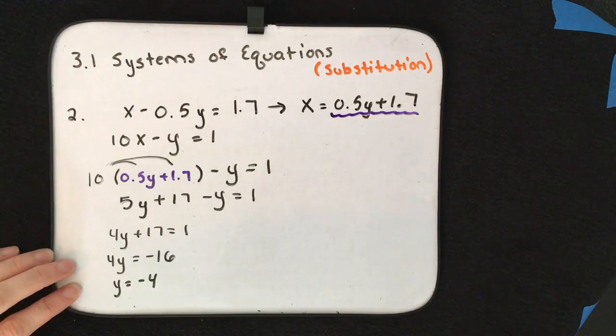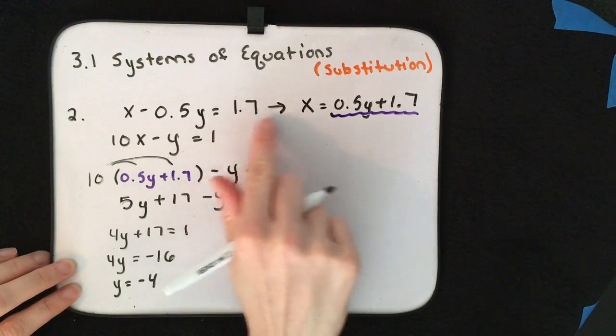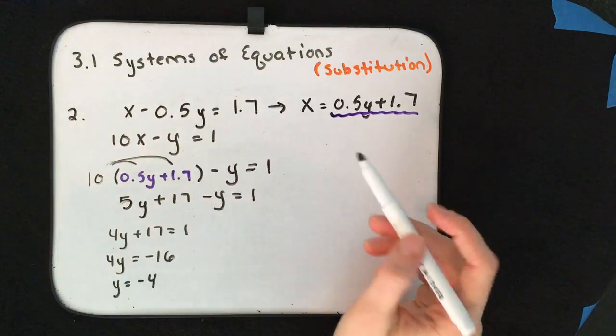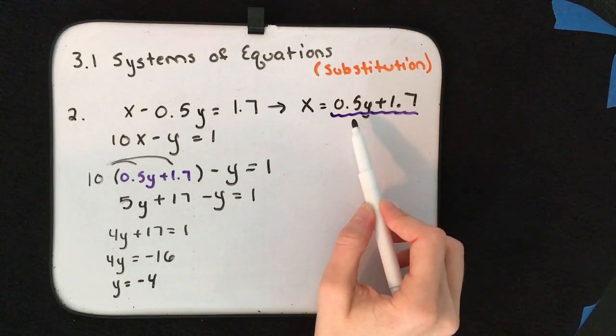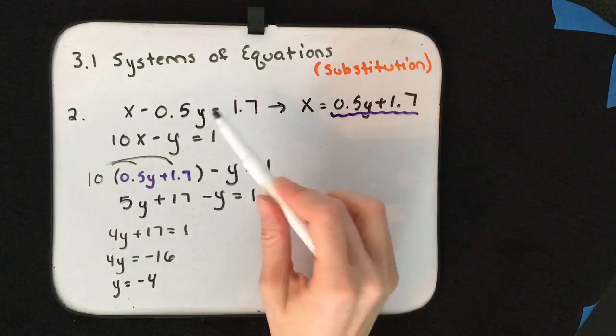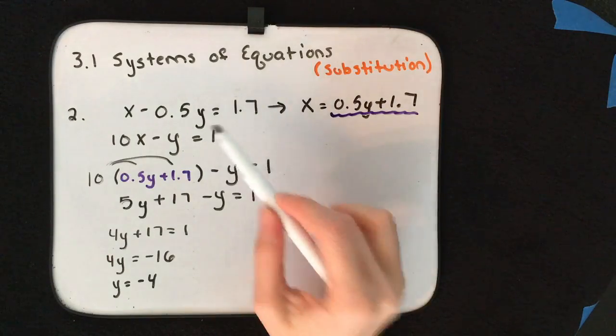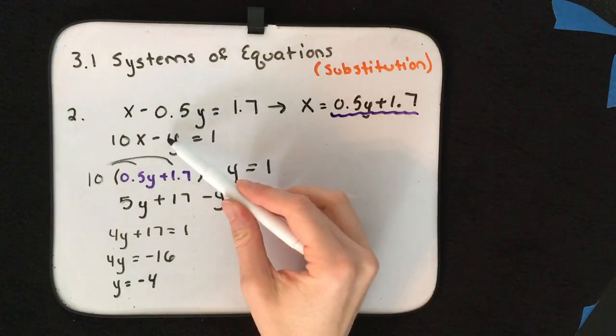Now we need to figure out what x is going to be. We can use any of these equations. It's recommended not to use the one that you solved for, because if you make a mistake, you won't catch it if you keep using that. So I always like to go back to the original. I think I'll use this one.